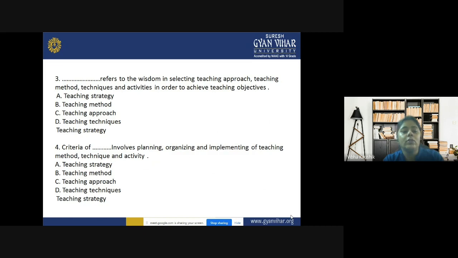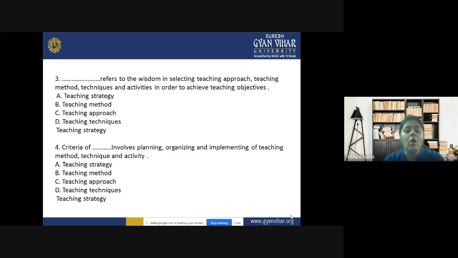Now, the fourth one is criteria of dash involves planning, organization, and implementation of teaching method, technique, and activity. Now, the options are A, teaching strategy, B, teaching method, C, teaching approach, or D, teaching techniques. Now you have to select the correct answer on the basis of the given choices. And the correct answer will be option A, that is teaching strategy.